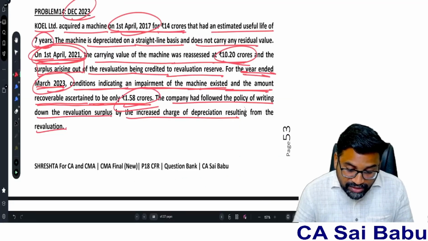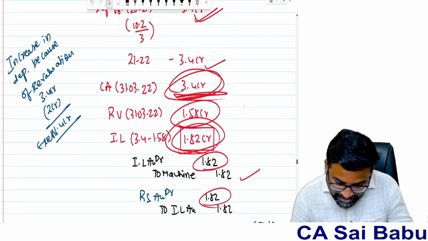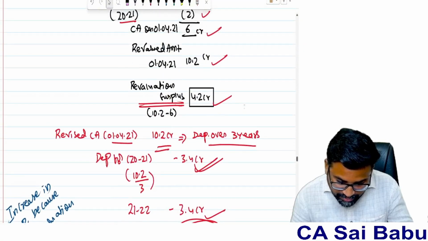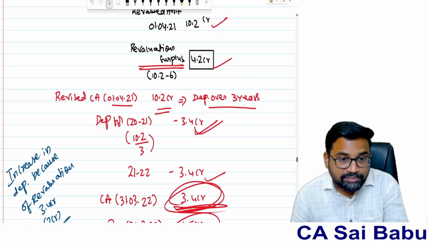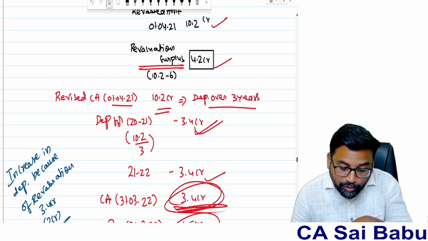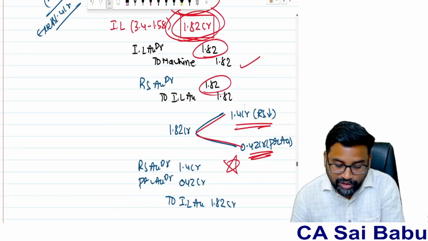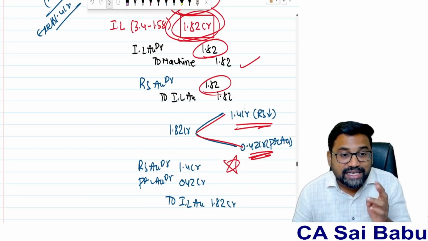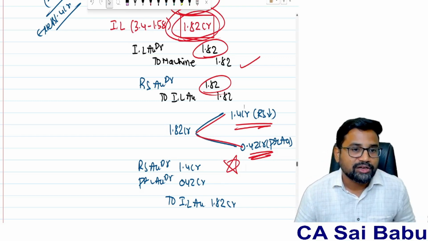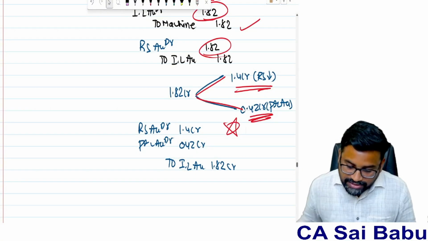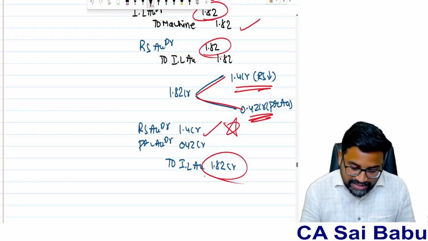Because we have a revaluation surplus, as we have calculated. What is the revaluation surplus here? 4.2 crores. But after that, if you provide 2 years depreciation, what is the revaluation surplus balance amount? 1.4. So first we need to adjust against the revaluation surplus balance, and the remaining balance we will charge to the P&L account. So that is what we have done. Of 1.82 crores, 1.4 we adjusted with revaluation surplus.